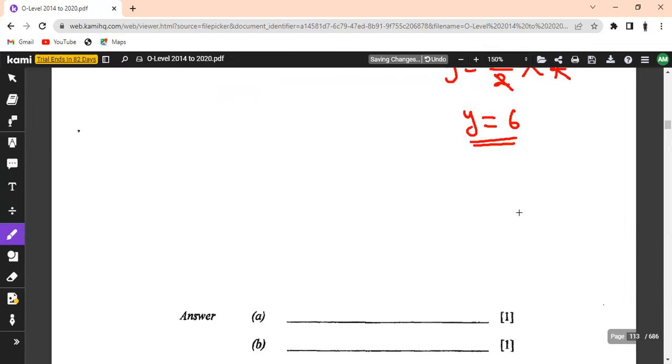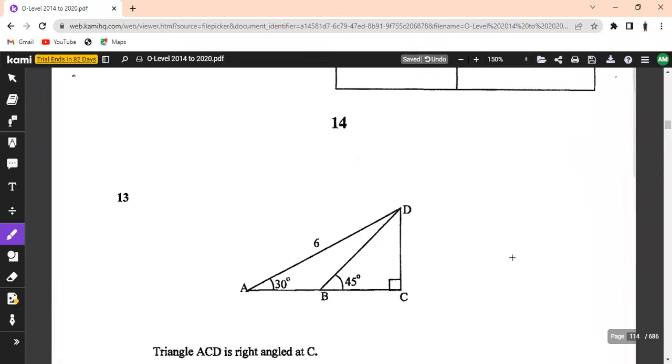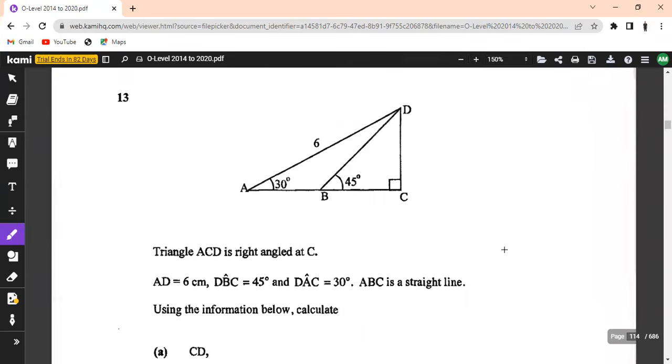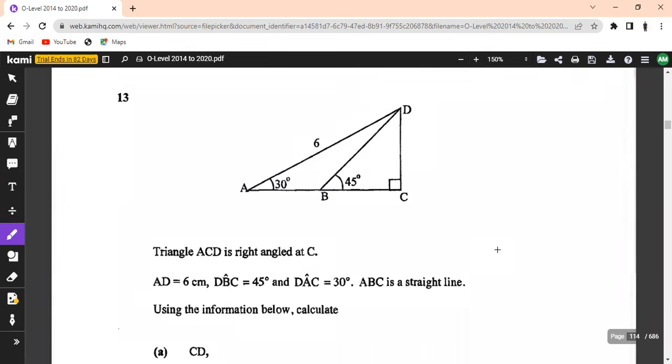So that was it for this particular section. So let us see number 13. Number 13, we are given a right angle triangle, A, B, C, D. And the triangle is right angled at C, which means we've got 90 degrees here. The angles are 45. Guys, if this is 45, definitely this is going to be 45. Remember, 90 minus 45, this is going to be 45 degrees, which means this triangle is actually an isosceles triangle. From B to C is the same as D to C. That is what it means.